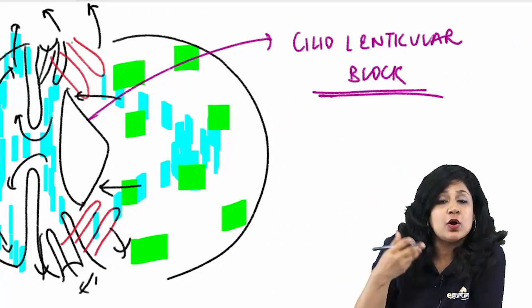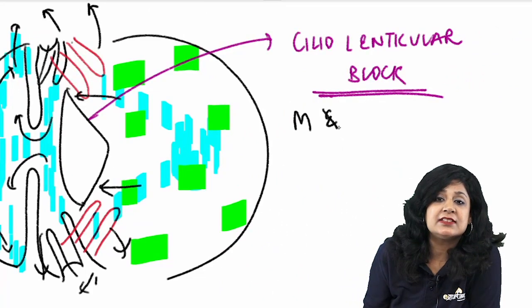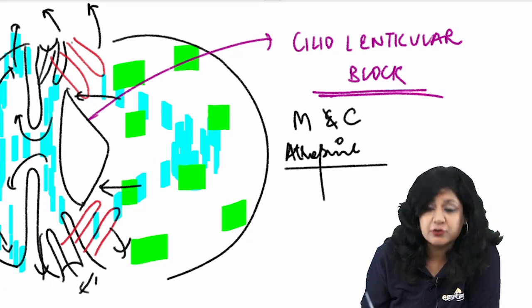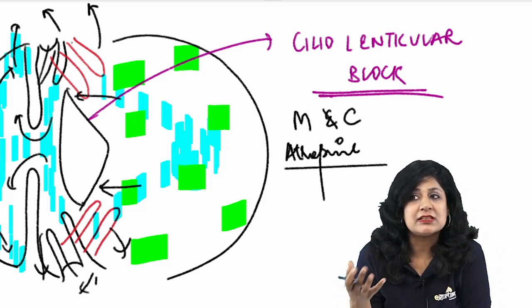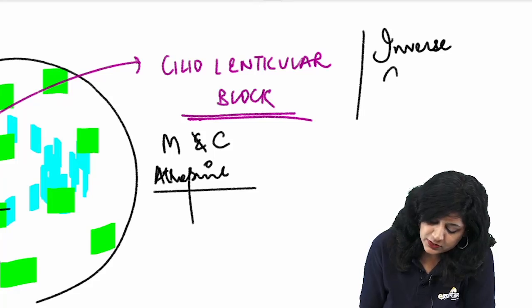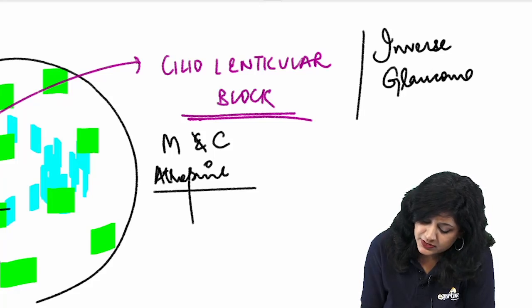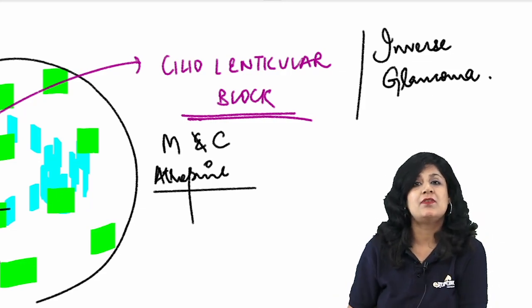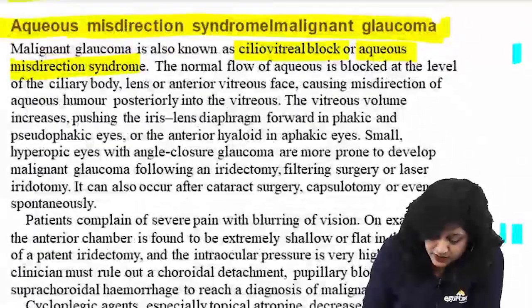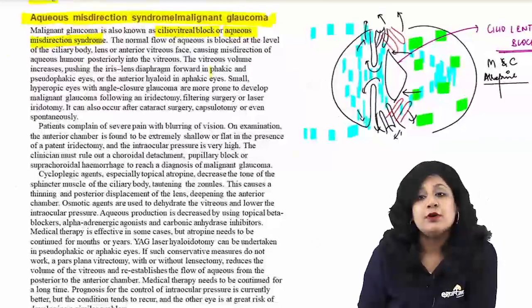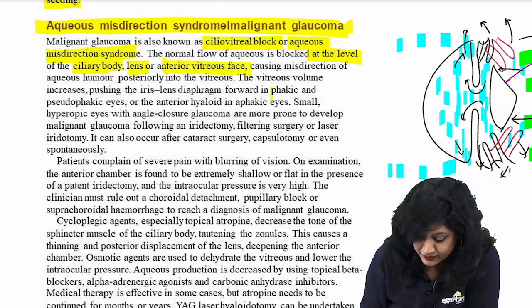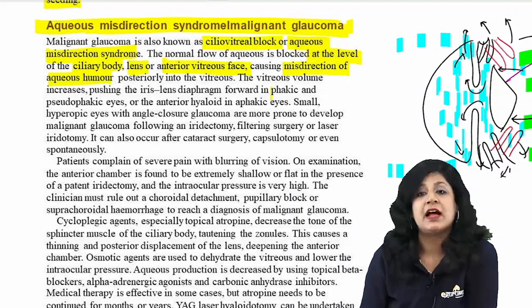For causing this dilatation we give mydriatics and cycloplegics, most commonly atropine. Now, atropine is regularly avoided in cases of glaucoma, so this is something inverse that we are doing, and that is why it is also called inverse glaucoma. Normally we do not give mydriatics in glaucoma; they are avoided, right? So let's read. The normal flow of aqueous is blocked at the level of the ciliary body, lens and anterior vitreous phase, causing misdirection of the aqueous humor.